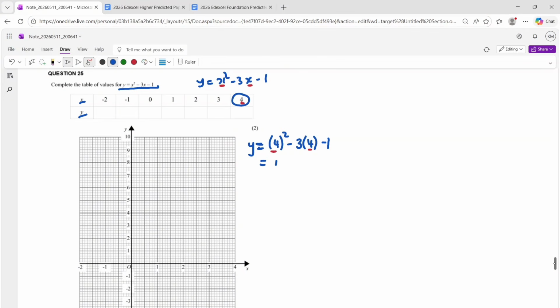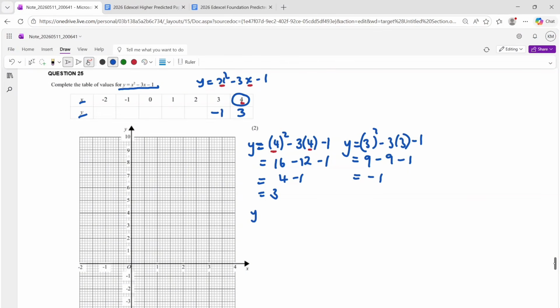And that will give me y will equal y. So 4 squared is 16. 3 lots of 4 is 12, minus 1. So 16 minus 12 is 4. Minus 1 is 3. So my first y value is 3. And you need to do that with every coordinate. You will start to see a pattern, but we'll look at that in a minute. So now let's do it with 3. So y equals 3 squared minus 3 lots of 3 minus 1. 3 squared is 9. Minus 9 is 0. Minus 1 is negative 1. So that's my next value.